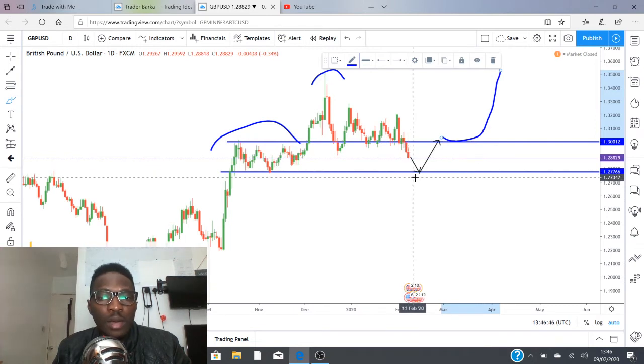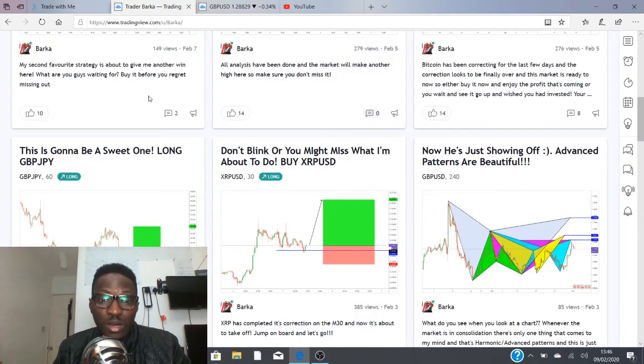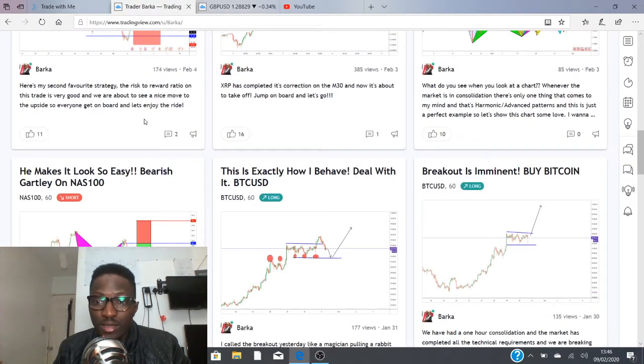But this first and the second step is going to happen. But how do I know it's going to happen? Because I understand all these corrections. I understand how this market behaves, and I'll show you an example of that. Head over to my TradingView page, and I'll show you guys a similar example.